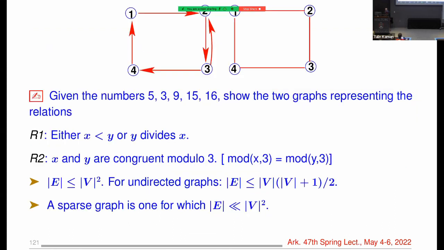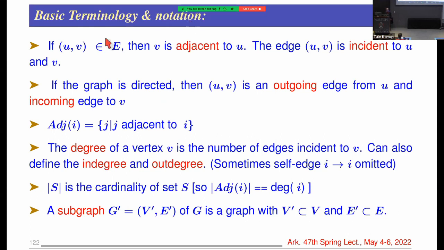And so terminology, here are a couple of examples. On the left side here, you have a binary relation that's not symmetric, so you have a directed graph. And on the right side, we have an undirected graph where the relation is symmetric. So terminology: when (u, v) is an edge, you say that v is adjacent to u, and the edge (u, v) is incident to u and v. Then we have a distinction between outgoing and incoming edges in directed graphs.